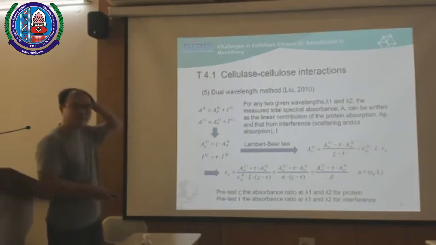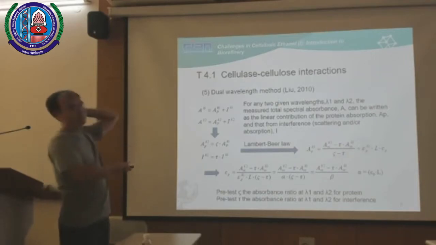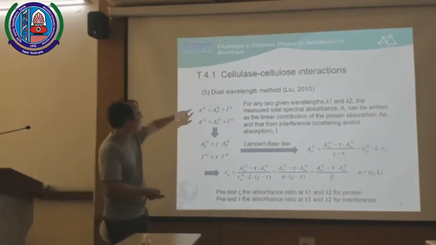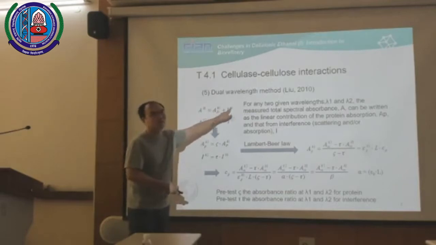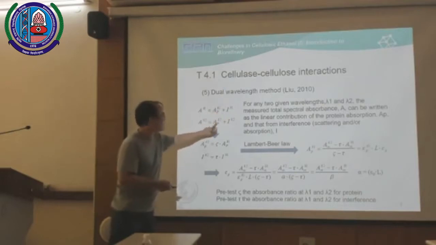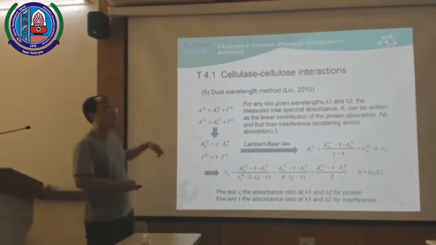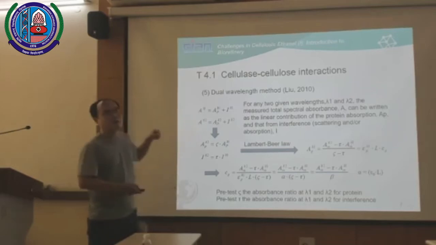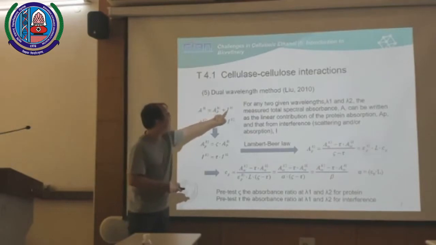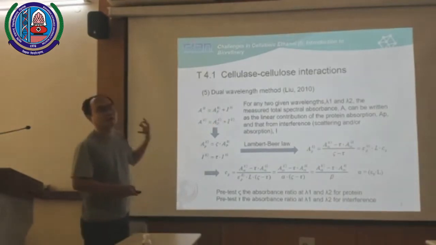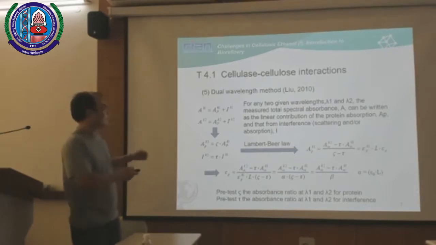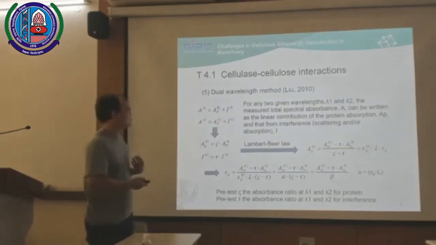And then I developed a dual wavelength method. The dual wavelength method is very simple. We test the absorption of light at two wavelengths, λ1 and λ2. We assume that the total absorption of light is caused by absorption of protein and absorption of the interference factor. We combine the fine fiber and lignin together, and we name it the interference factor.